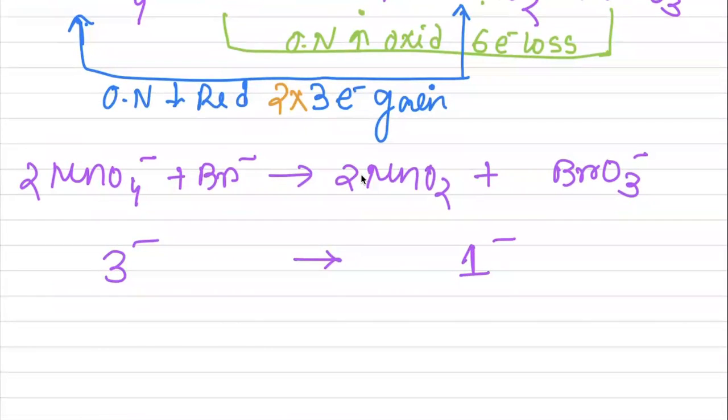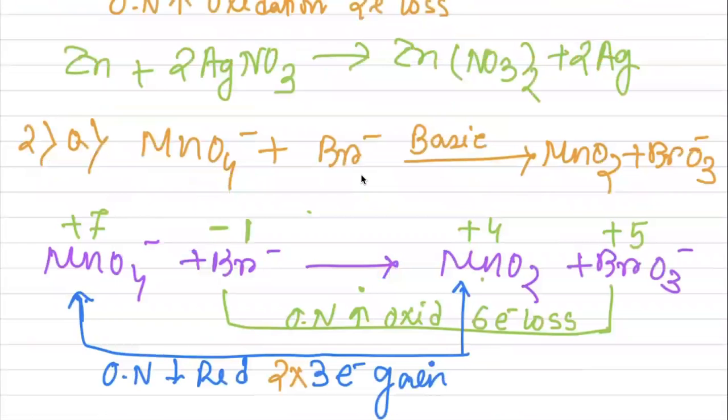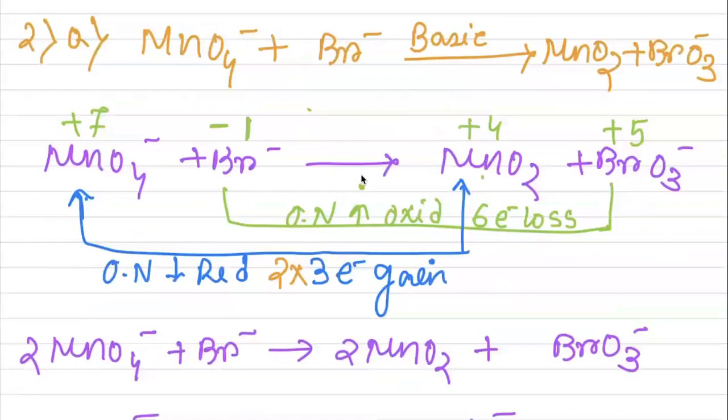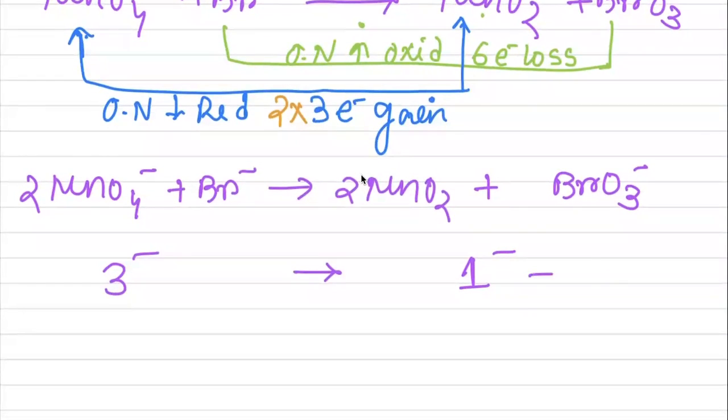Now how can we balance it? As the reaction is taking place in basic medium, I can add OH minus. So here is 3 negative charge. If I add 2 OH minus over here, then the charge will be balanced. That means we have to add 2 negative charge on the product side.